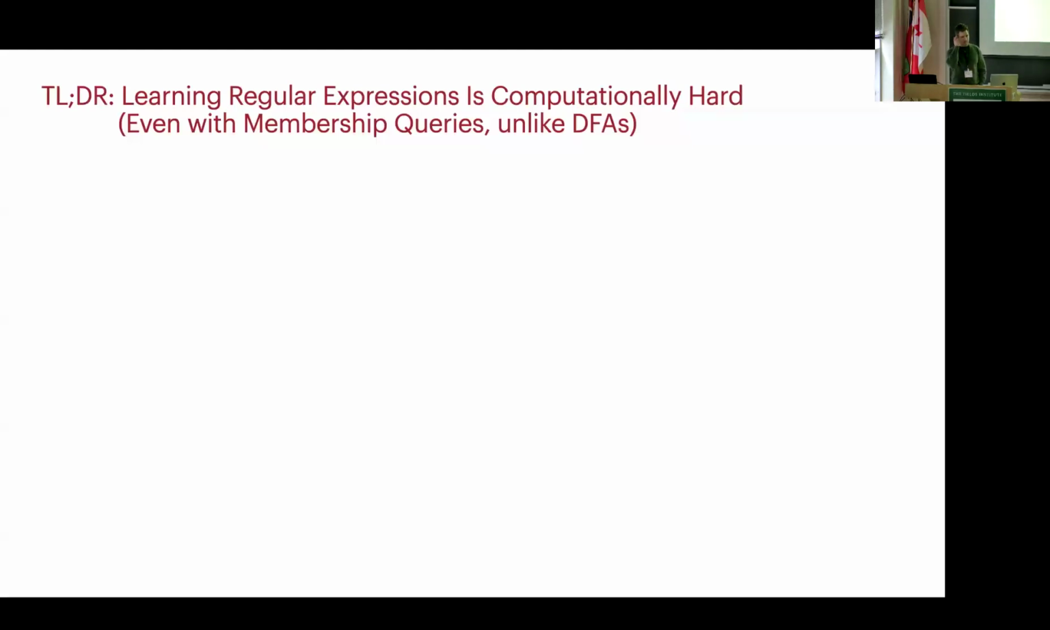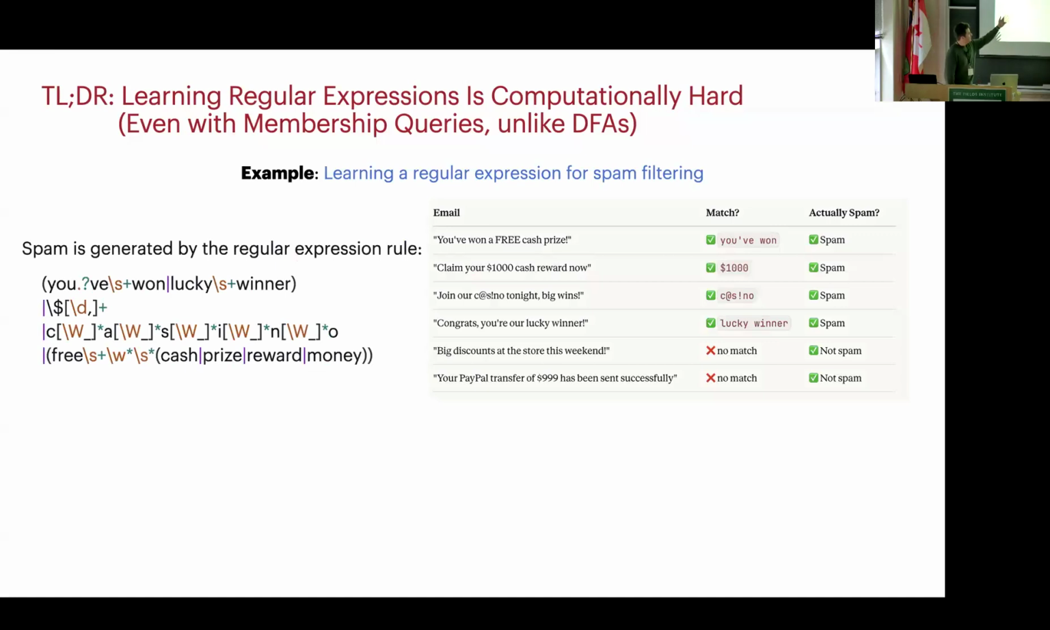So let me tell you about the result in one slide. Let's say we want to learn a regular expression for a spam filtering task. So we have these wonderful messages. You've won a cash, you're come to the casino, and so on. And let's say it's generated by a regular expression. So this is our target function. And we want to output a classifier that approximates this regular expression, meaning it answers the messages that are generated by this regular expression similar to the regular expression.